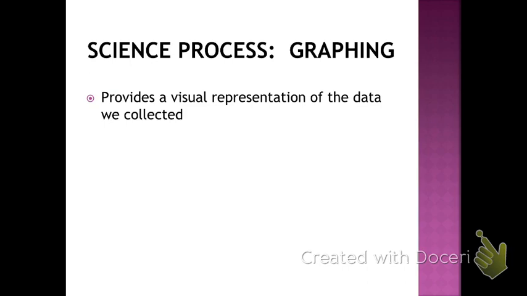So graphs can look like this. Instead of looking at numbers, we can see the general trend is pointing upwards, and so it's easier for us to see. It's a visual way of expressing our data.